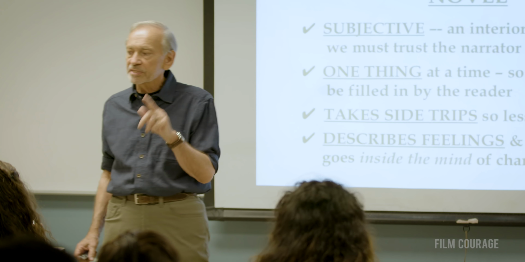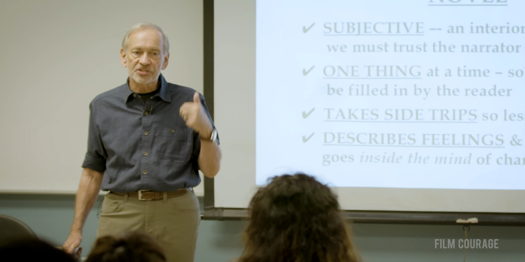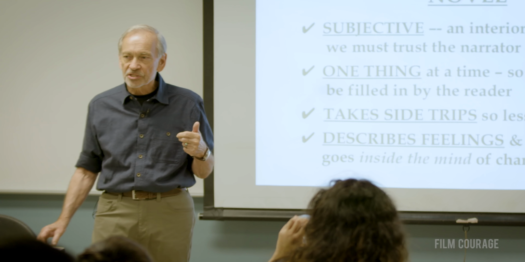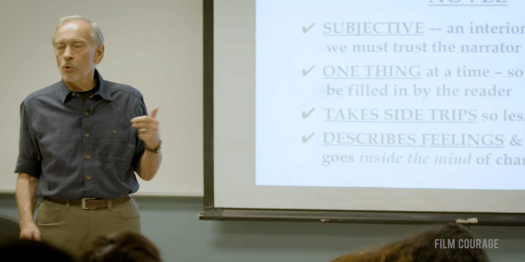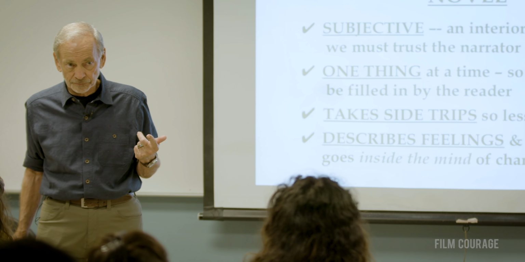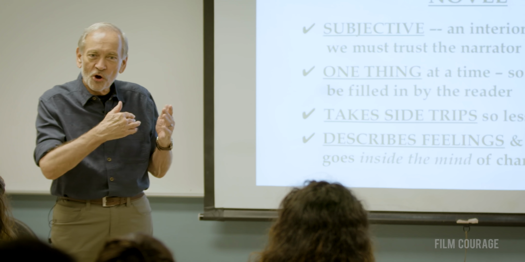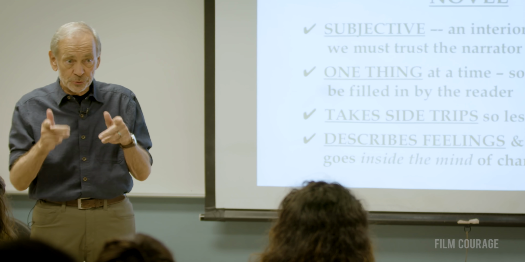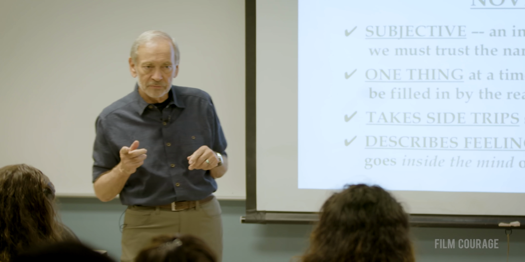First of all, here is how a novel works. Number one, it is subjective. Subjective. It is always an interior monologue, which means there is a narrator writing it or talking it and talking to you, the reader. That makes it subjective. It is the opinion of one person, basically.